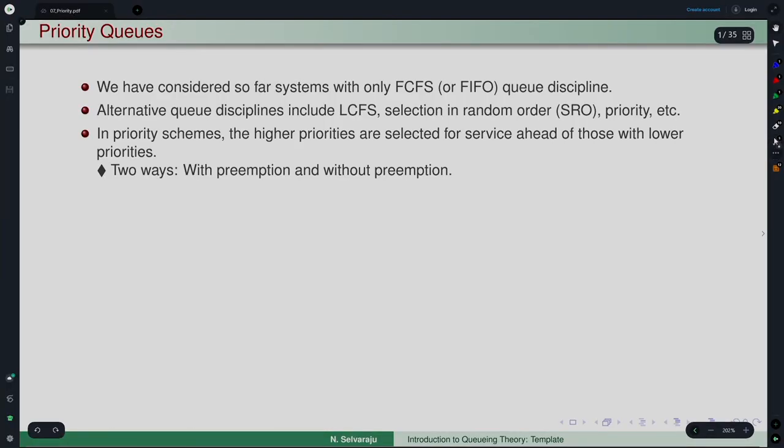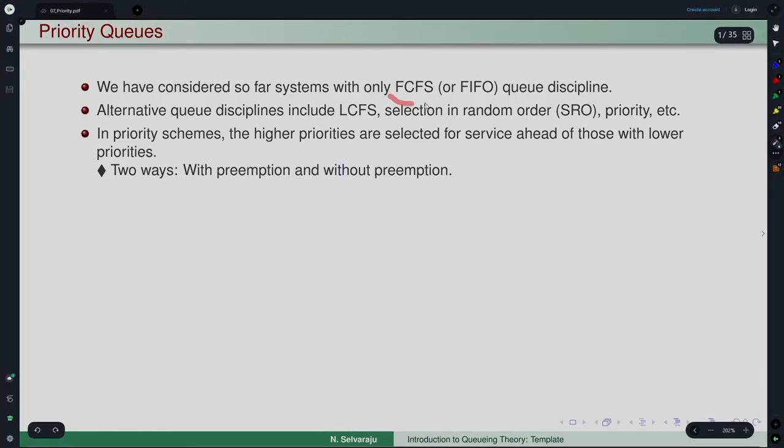Hi and hello everyone. What we will see next is what are called priority queues. These kinds of systems occur very often in real life, and these models have been studied long back. We are going to see this queue in the Markovian framework, though it might sometimes be easier to get the required performance measures using a more general approach. We will be viewing it from the Markovian perspective.